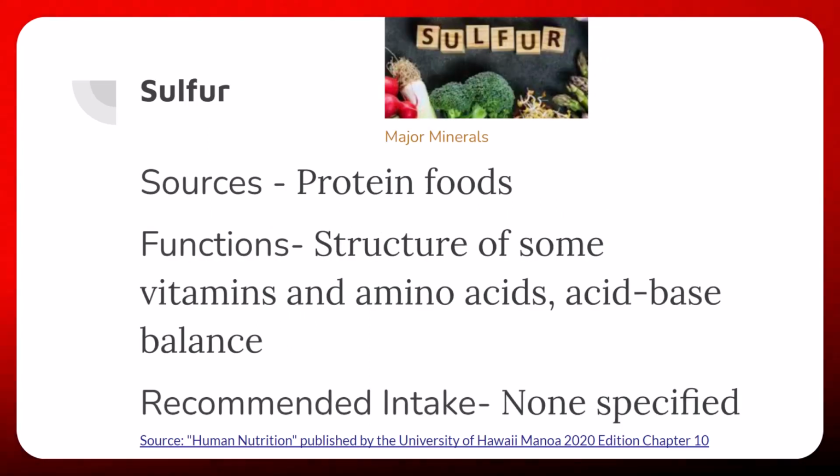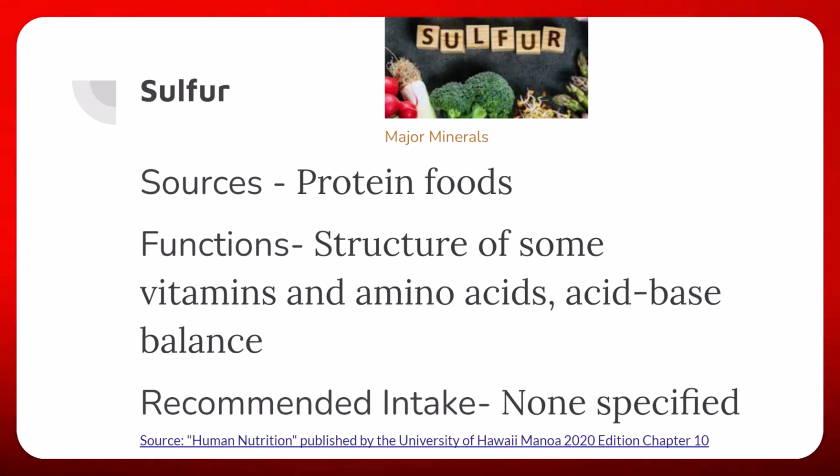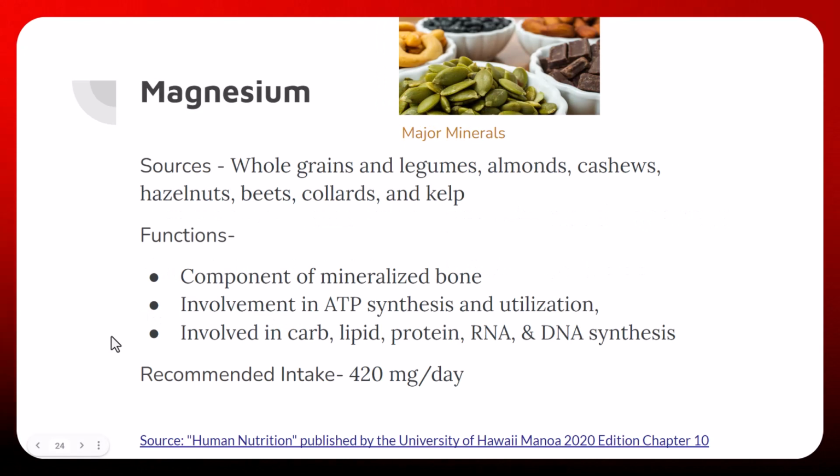So next, let's talk about sulfur. Sources of sulfur include protein foods, and it functions to form structure of some vitamins and amino acids and in acid-base balance. The recommended intake is really not specified, and the deficiency is none as long as people are getting adequate protein intake. Who is most at risk for this deficiency? There's really no one documented to be at risk, and for toxicity, there's no documented toxicity known.